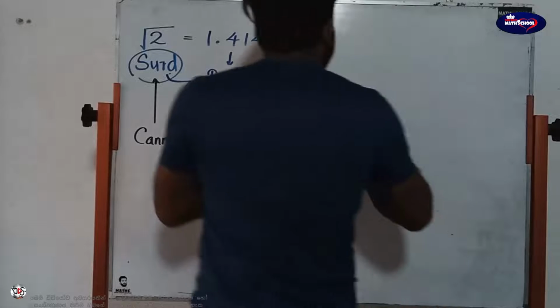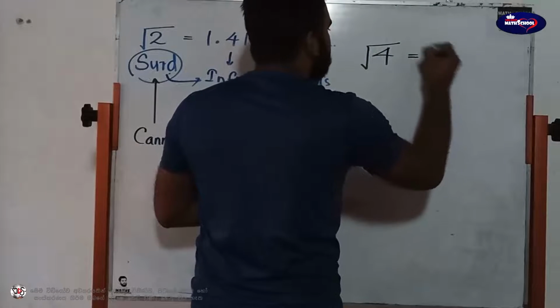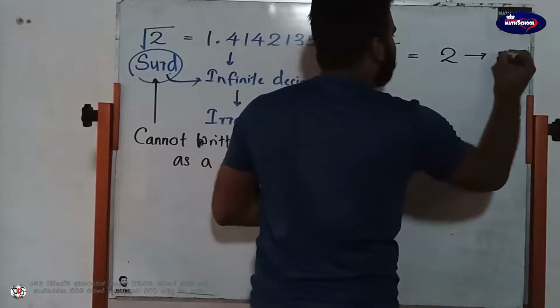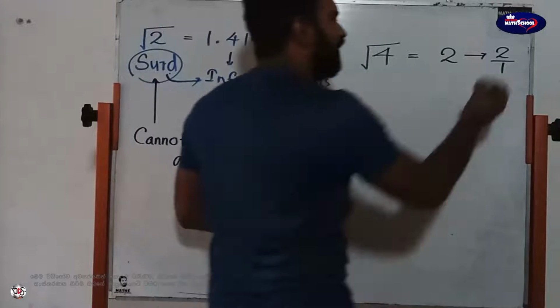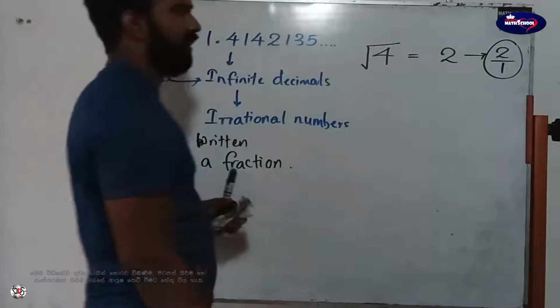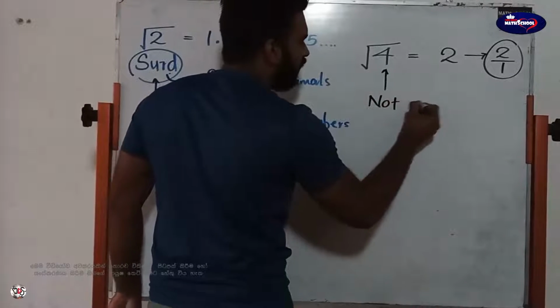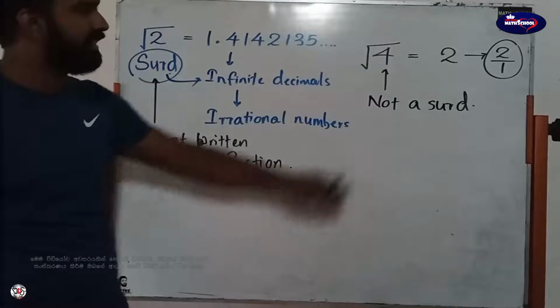If you take the square root of 4, you will write down the answer as 2. If the answer is 2 as a fraction, we can write 2 divided by 1, it is only 2. So we can write this as a fraction, right? So this is not a surd. Though we have used the radical sign, this is not a surd because this is a perfect square.